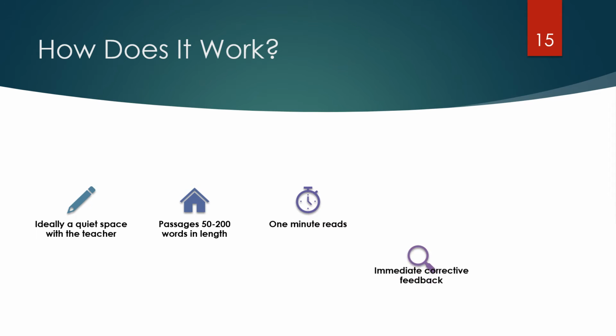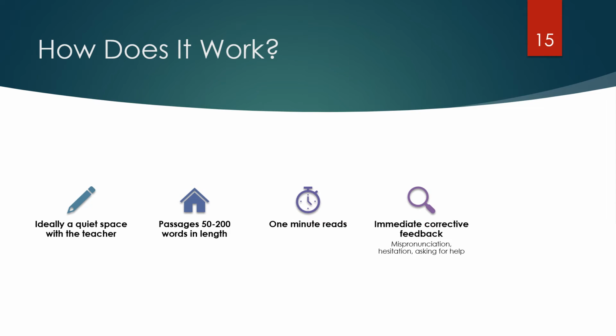If a student misreads a word, the teacher says the word and the student repeats it correctly. If a student hesitates more than 5 seconds, the teacher says the word and the student repeats it correctly. If the student asks for help with a word, the teacher reads the word aloud or gives a definition of the word. The student will then reread the passage until a satisfactory level of fluency is achieved, typically 3 times.